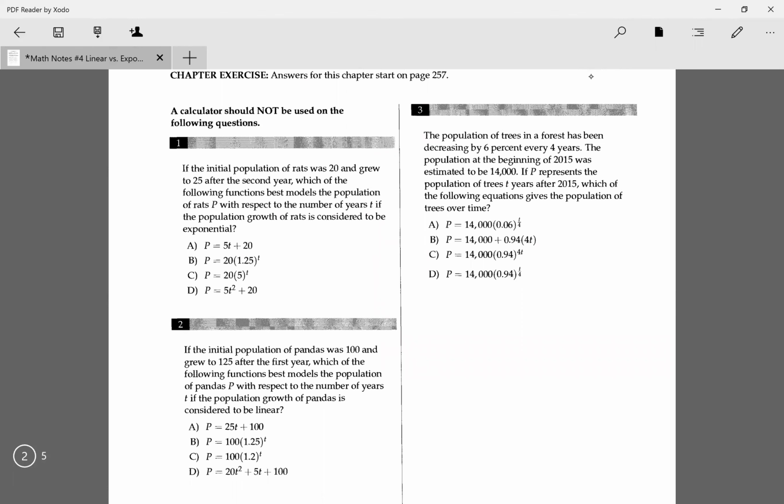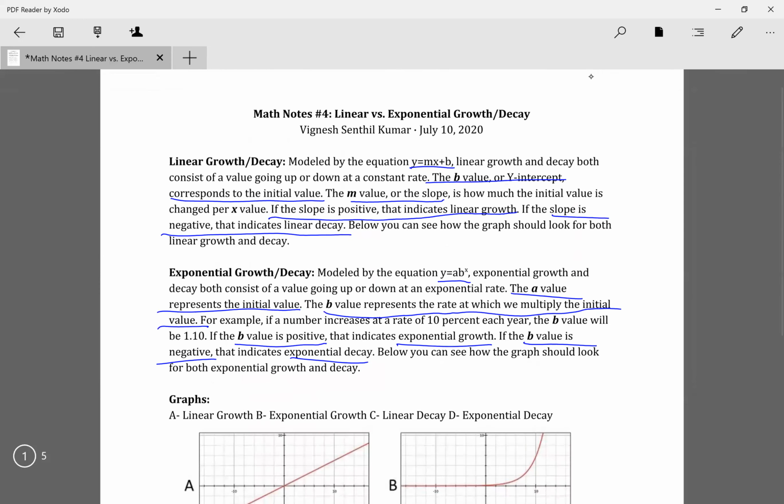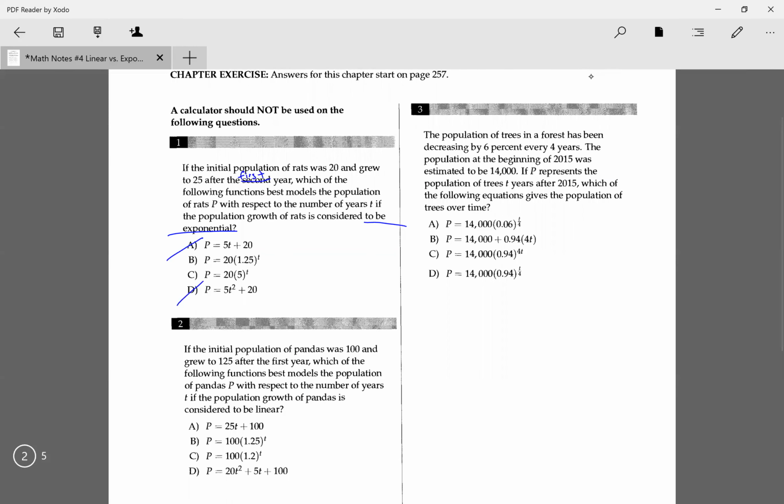First off, number 1: if the initial population of rats was 20 and grew to 25 after the second year, this is supposed to be first year, by the way, I think that's a typo right there. After the first year, which of the following functions best models the population of rats p with respect to the number of years t if the population growth of rats is considered to be exponential? Right here it tells us it wants an exponential equation, so we know it can't be A and we know it can't be D. So it's either B or C, because it follows the format of y equals a times b to the x power.